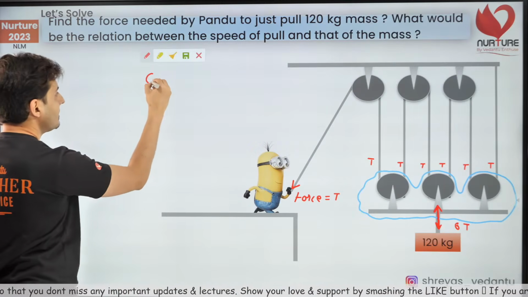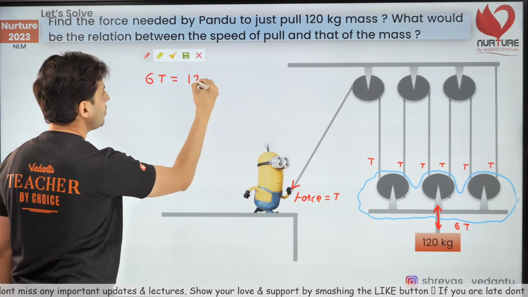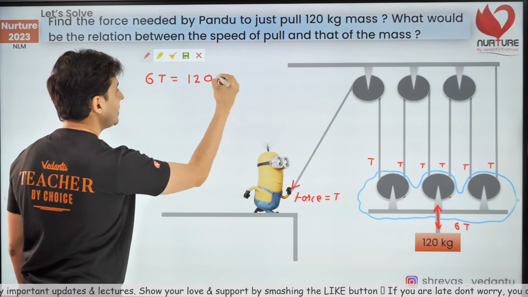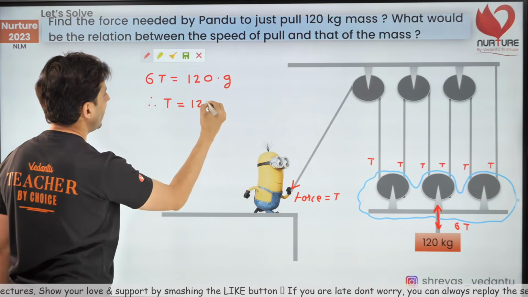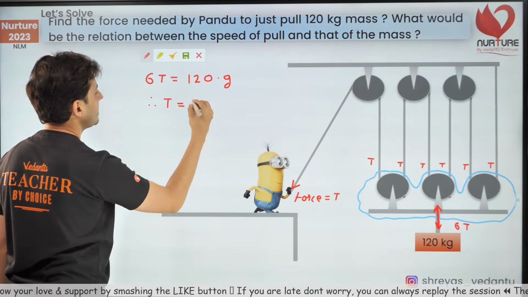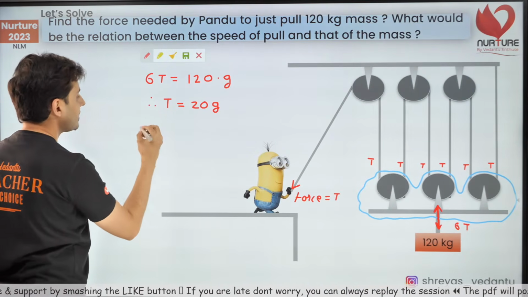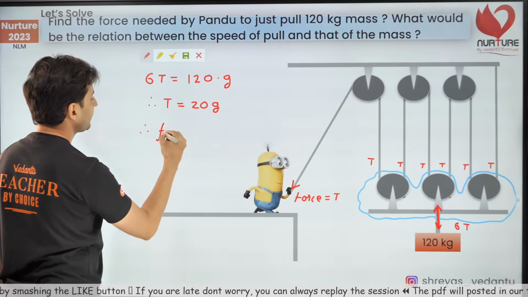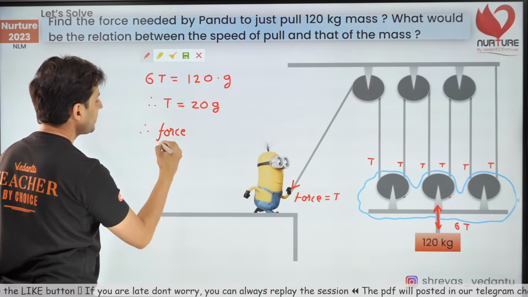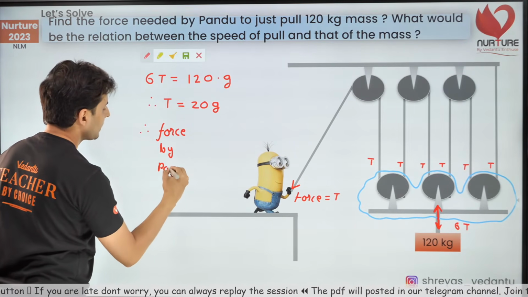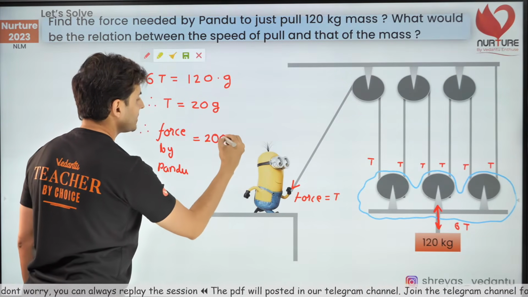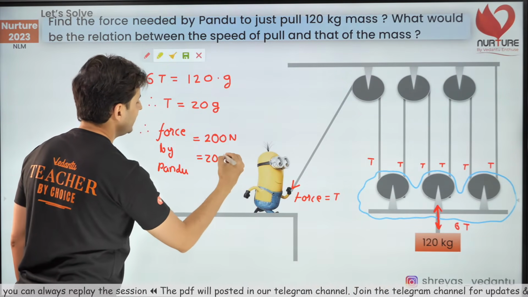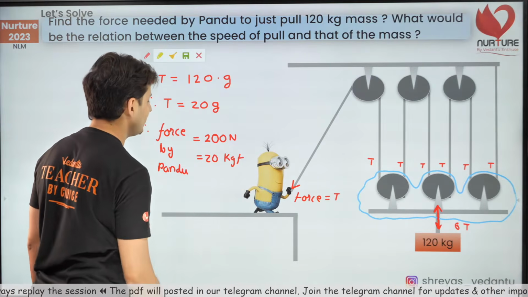Hence 6T will be 120, this is the mass, so into g. Therefore, T will be equal to 120 by 6, which is 20 g. Therefore, the force which Pandu is applying, force by Pandu, how much is it? It is 200 Newton, which is 20 kg force or kg weight.